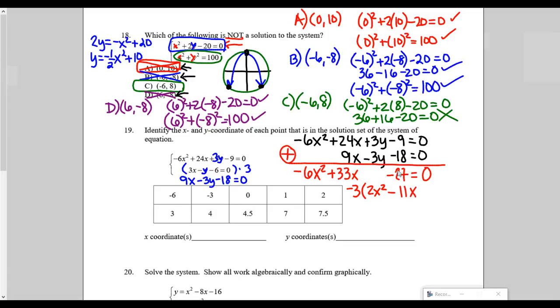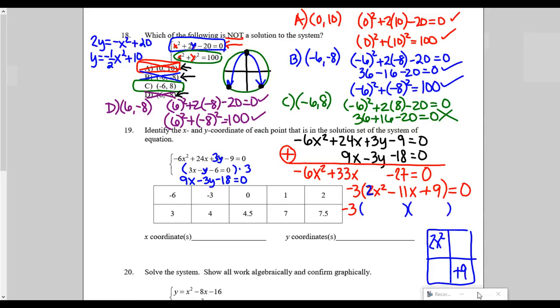Negative 27 divided by negative 3 is positive 9. So now I've got this negative 3 that I'm going to leave out in front for a second, and now I'm trying to factor this one. I'm hoping that it really factors. Since this has a leading coefficient, I usually go to the area model. So I have 2x squared, and I have positive 9.